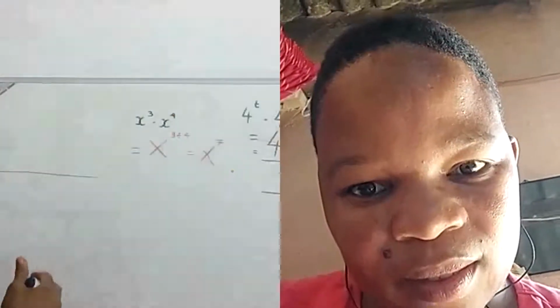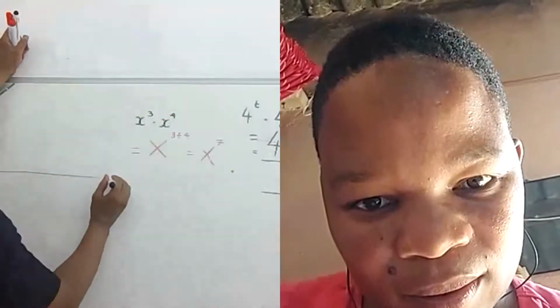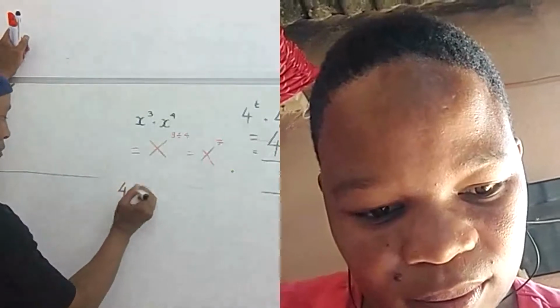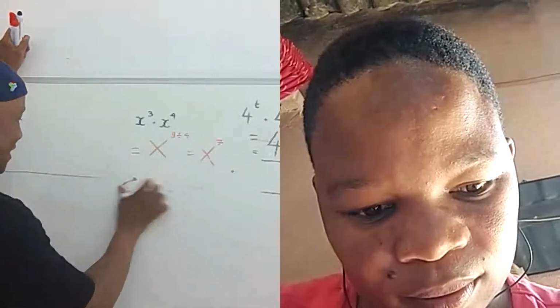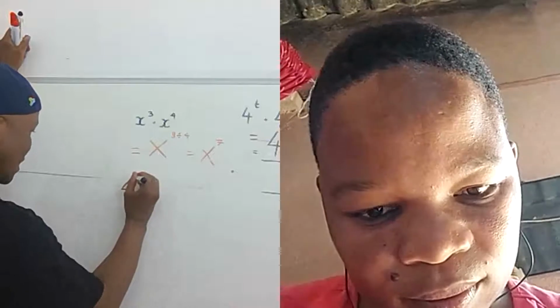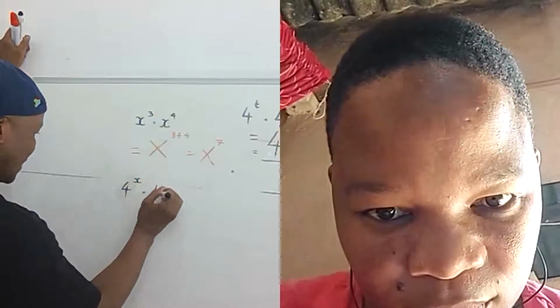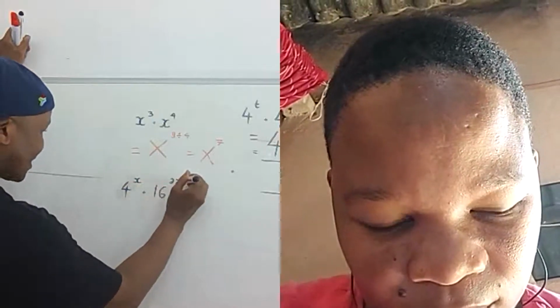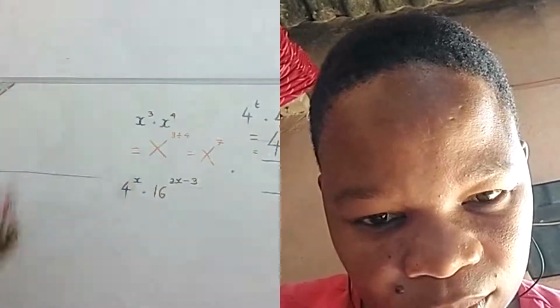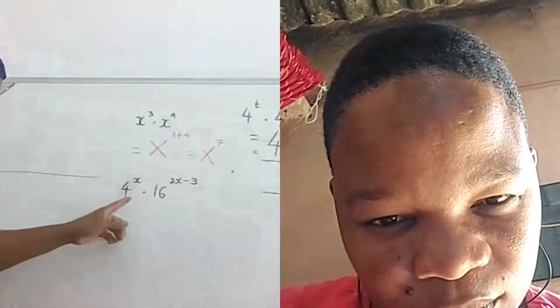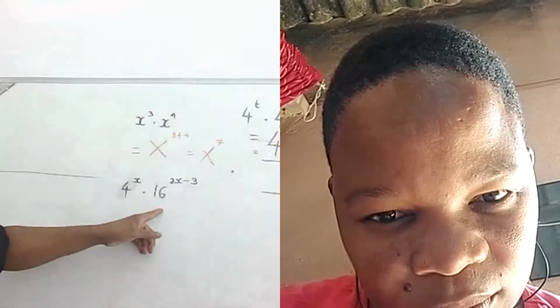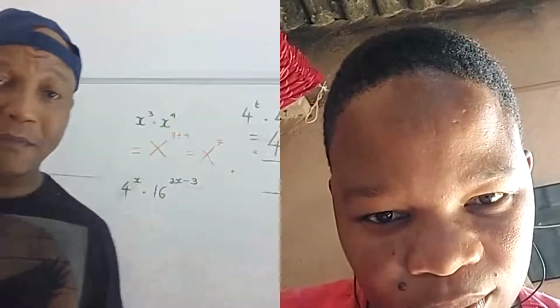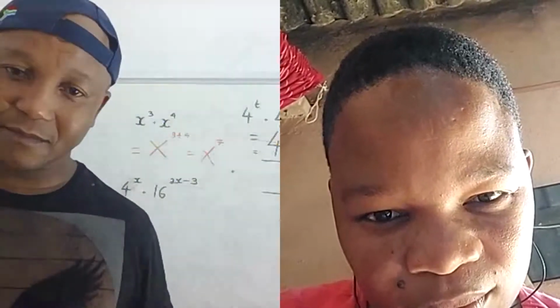Okay, let's take more examples. Somebody gives you, let's say, 4^x, and here they give you 16^(2x minus 3). So you see, this is 4, this is 16. Oh my God, the base is not the same, but we can make them be the same.